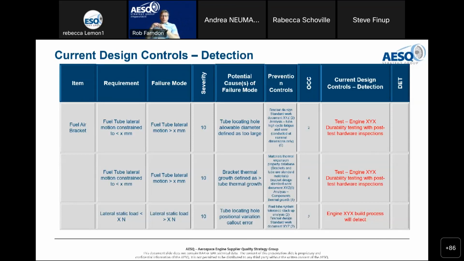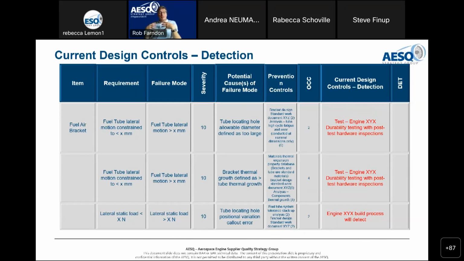So with the design controls for detection, we've got some examples here. In each of these lines, actually, we're suggesting that there's a durability test in the first two cases that could be performed. And that is part of the standard approach for this type of component. Got at the bottom there that the build process will detect. That is not operational. What we're talking about, XYZ build process there is actually the build of a development vehicle. But that's probably something we should have written in that box.